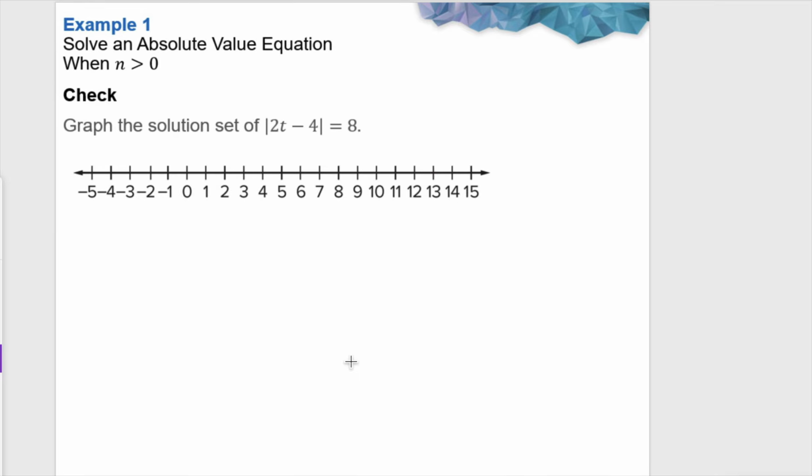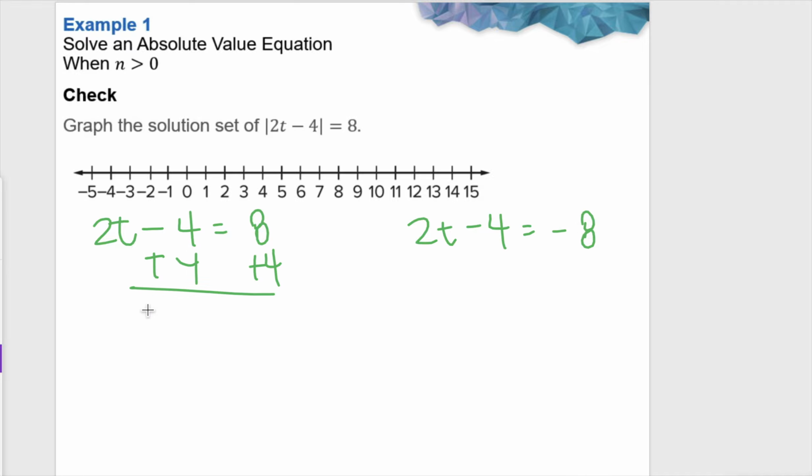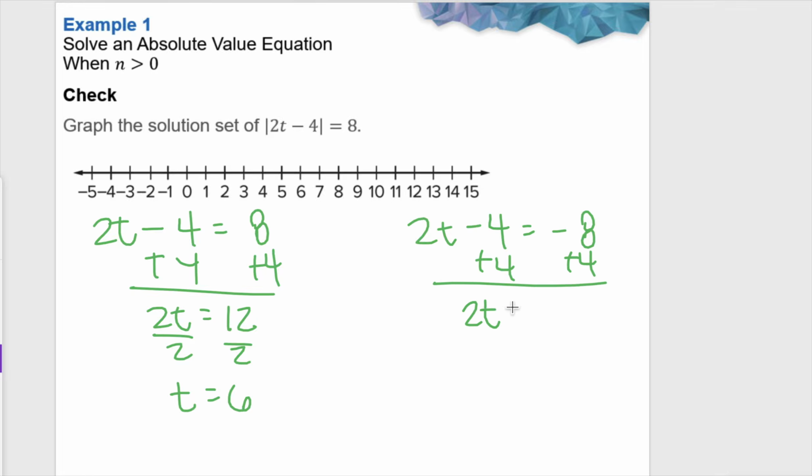Let's see if you can try this one on your own. So again, write two equations, one being equal to 8, one being equal to negative 8, and then graph it once you're done. All right, two possible solutions here. 2t minus 4 is equal to positive 8. 2t minus 4 is equal to negative 8. Solving it, starting off the same way, I'm going to add 4 to both sides. 2t is equal to 12, so if I divide by 2, t is equal to 6. And then over here, adding 4 to both sides, 2t is equal to negative 4. Divided by 2, t is equal to negative 2.